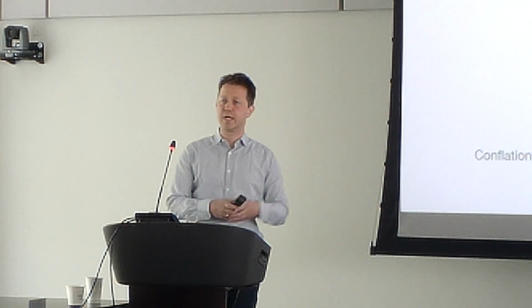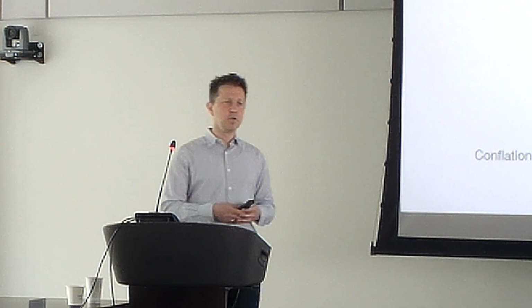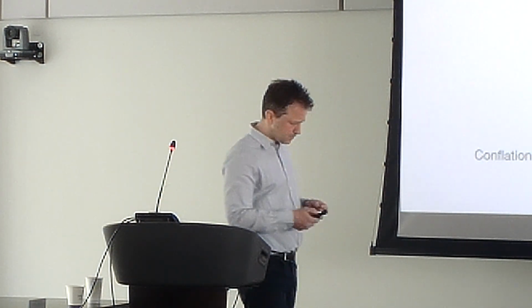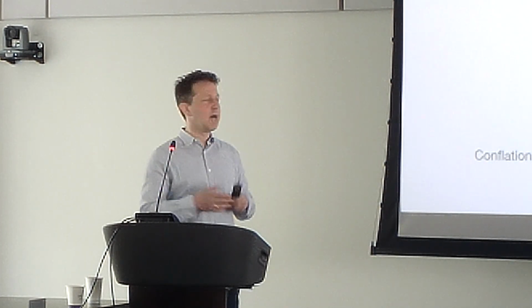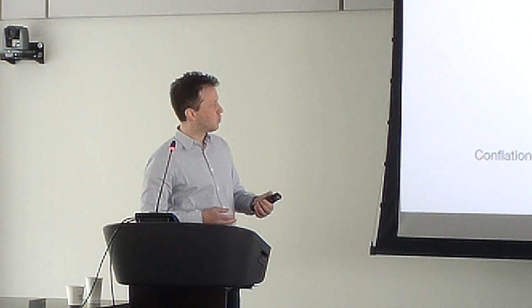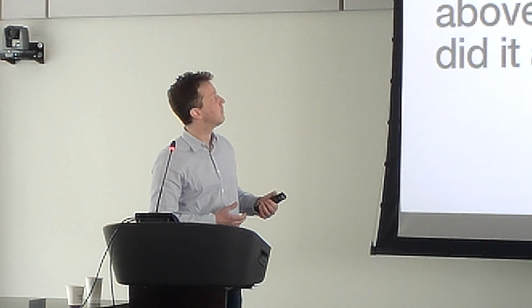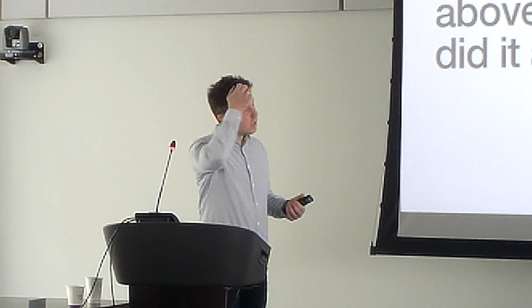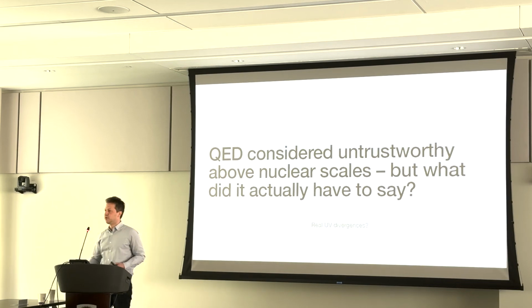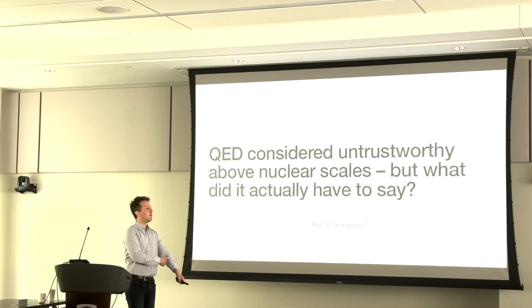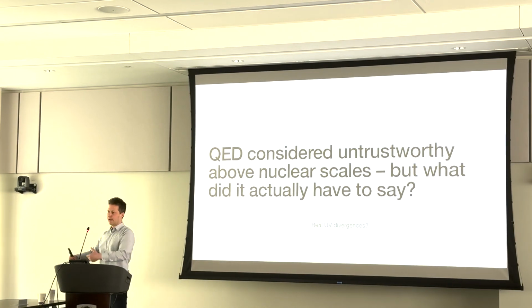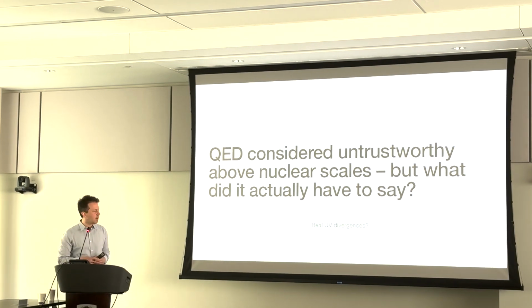So what we can see here, using the categories I introduced in the beginning, is some sort of conflation, right, of real and virtual UV divergences. And it was really strongly assumed that virtual UV divergences were indeed about the short distance behavior of the field. Okay. So this is to say that quantum electrodynamics was considered untrustworthy above nuclear energy scales. One didn't think that the theory would be able to say anything about those.